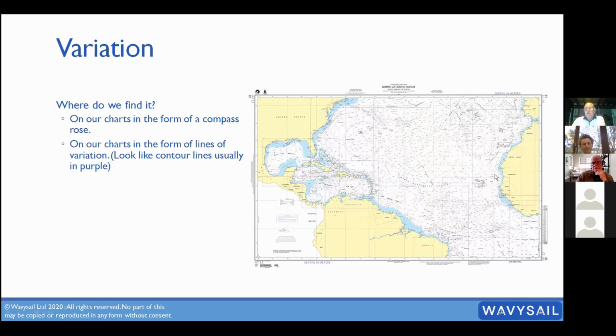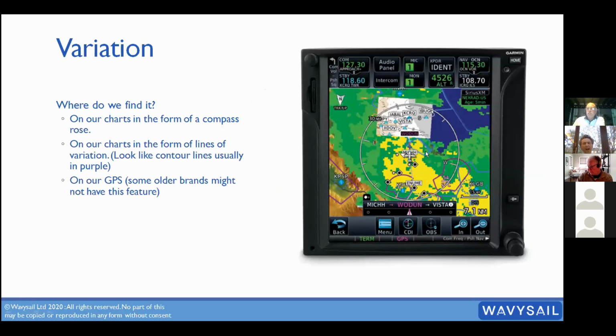I don't know if you can actually see it at this size, but they look like contours, contours of variation. So this is the North Atlantic. Because it changes so considerably across the North Atlantic, we have lines that look like contours, and that controls your variation across the Atlantic. They're usually in purple. Modern GPSs and electronic equipment will have them. If you've got a fluxgate compass, it'll know what your variation is by knowing where you are and what the time is.